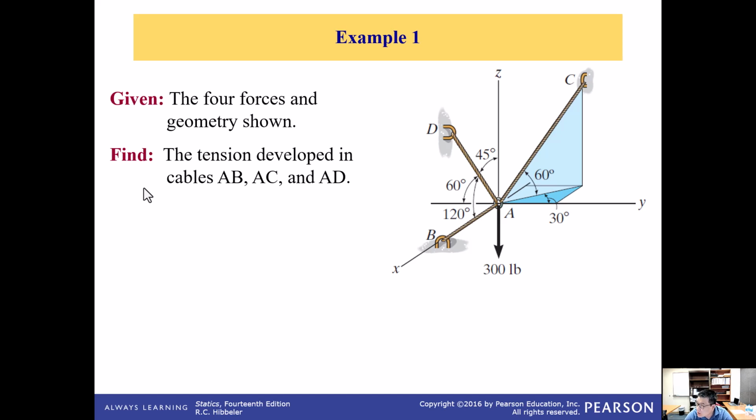So for example here, you are given the 4 forces and its geometry is shown in this figure. So you have the force A, B, C, D, and you know the geometry of each of the cables, and you also know the angle. So you need to find what's the tension developed in the cables AB, AC, and AD. So what should we do?